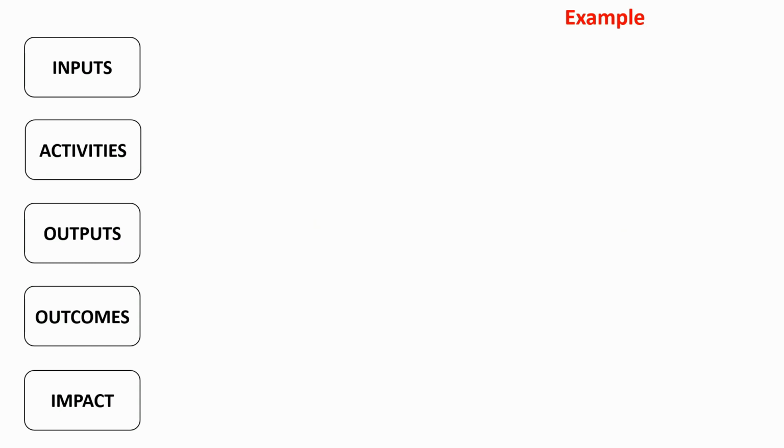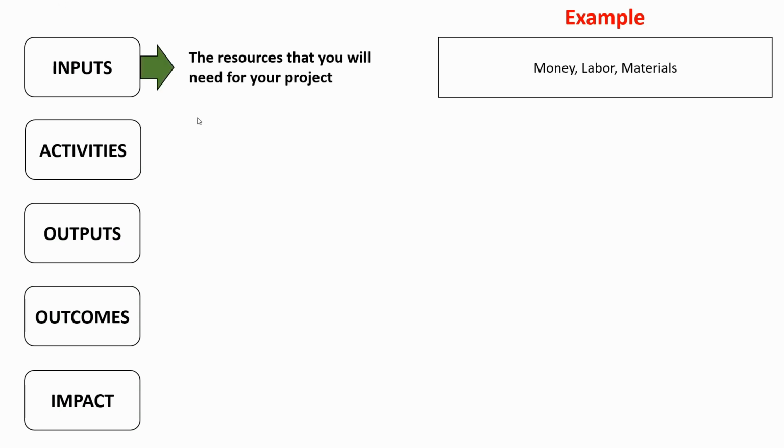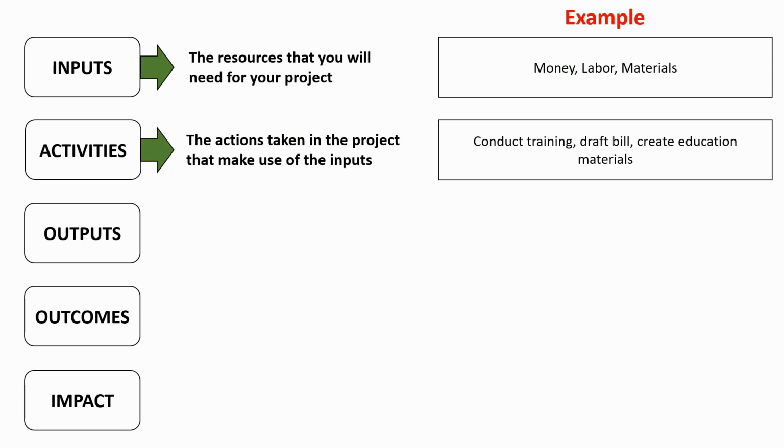So now let's move on and let's look at some examples. Our inputs here, like we said, are the resources that you'll need for your project, and that's money and labor and materials and things like that. It's fairly straightforward. And at the concept note stage, again, we do not have to have an exact accounting of these things. Then we move on to activities, and the activities are the actions taken in the project that will make use of the inputs. Some examples: conduct a training, draft a bill, create educational materials, and things like that.